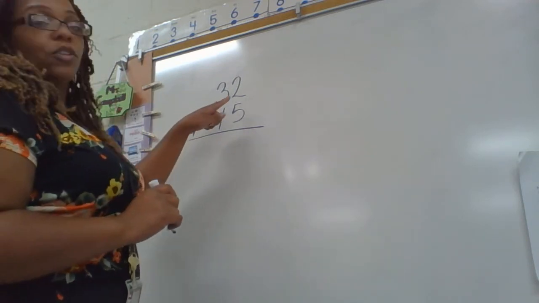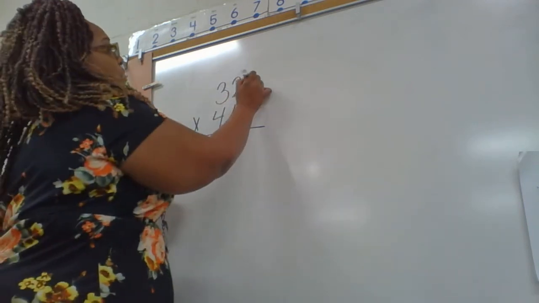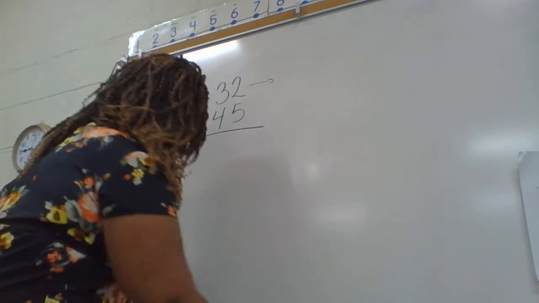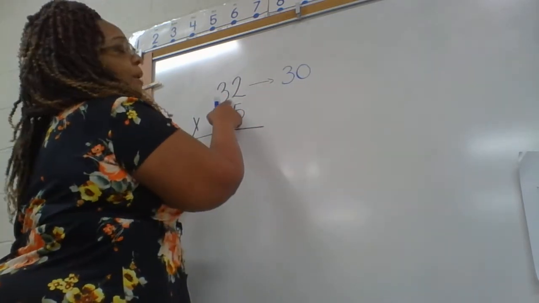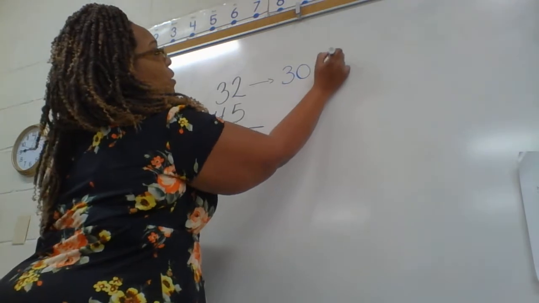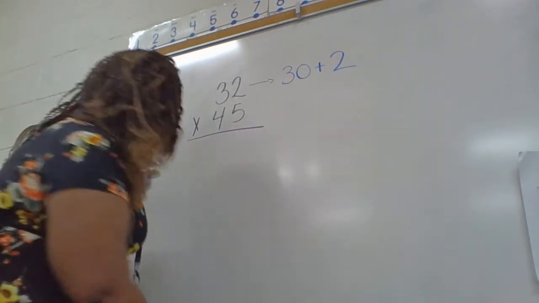If we have our two digits, we're going to break it up into the place values, just like we've done before. So this would be 30 plus 2. Okay. So 30 plus 2. Now we have to break up the second one as well.